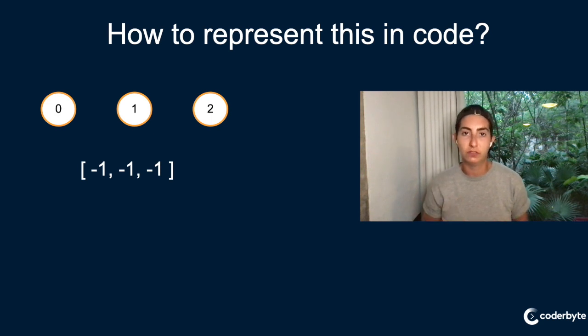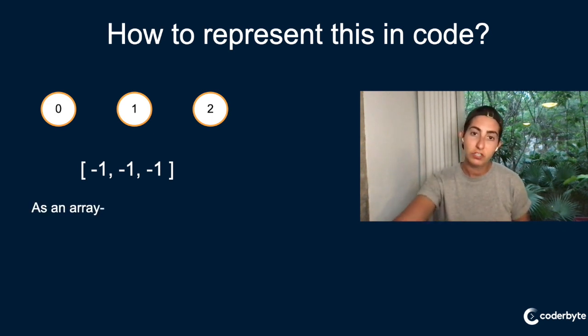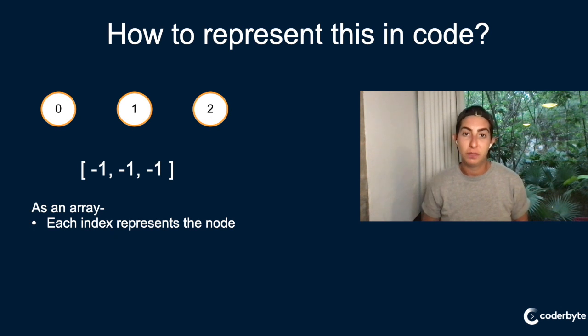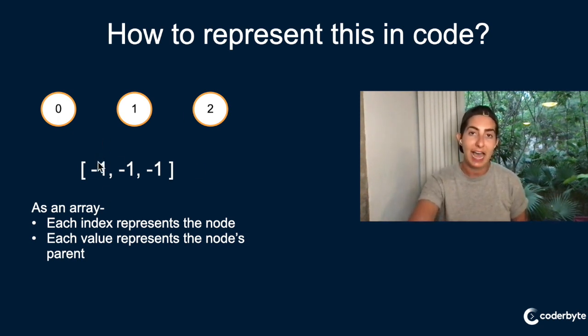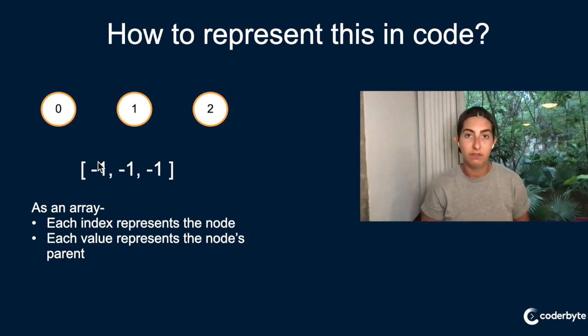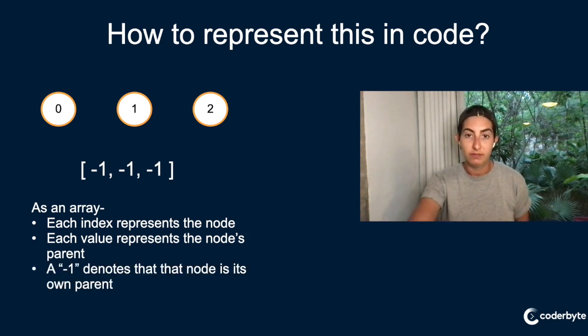So what are the rules of this array? Each index represents the node, as I just said. Each value represents the node's parent, okay? So whatever's at each index, that's the parent of the node that that index represents. Okay, so what's a -1? A -1 denotes that that node is its own parent.